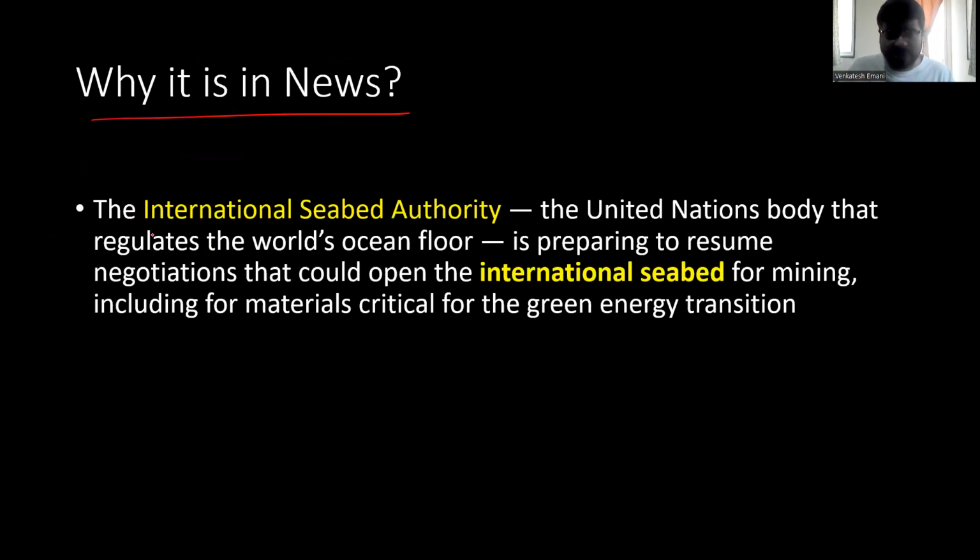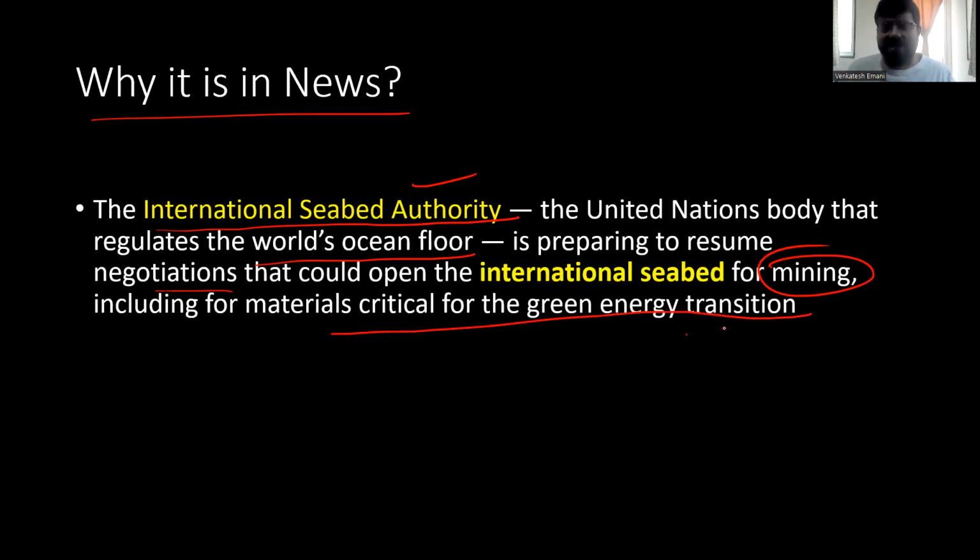Recently, the International Seabed Authority, which is the United Nations body that regulates the world's ocean floor, that is the seabed, has started preparing to resume the negotiations which could open the seabed for mining. This mining is especially important for the green energy transition. We are in a world where the energy is becoming greener so that our carbon emissions are reducing. For that, we need some new minerals, and the international seabed provides tremendous opportunities to get such minerals.